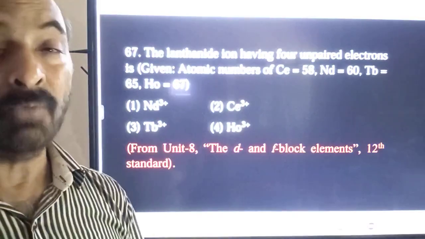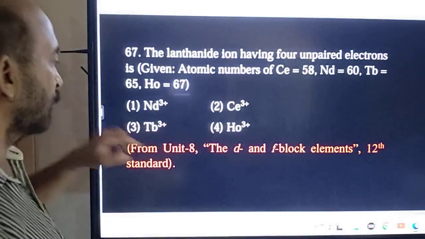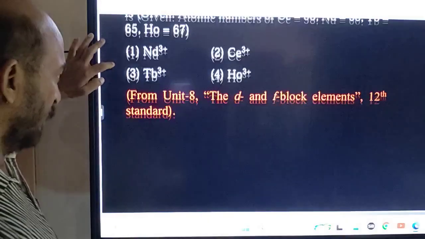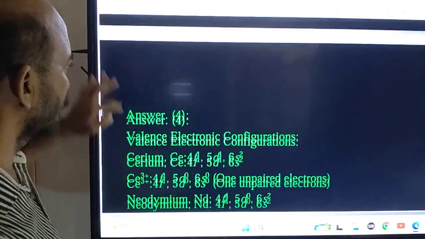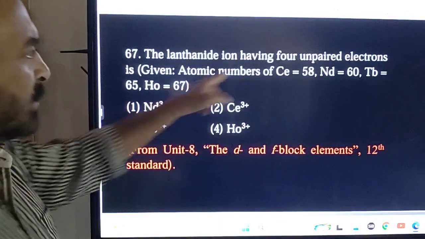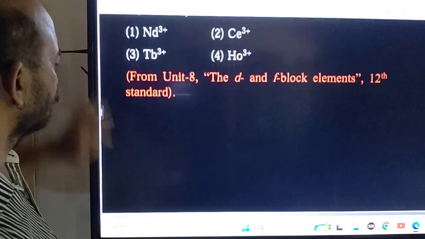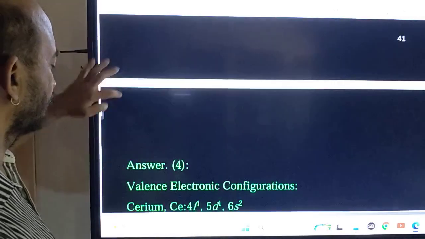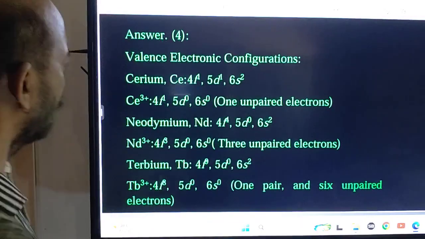So there are a lot of things to be remembered. Here they have provided 4 lanthanide ions, and you have to decide which has the correct electronic configuration. The lanthanide having 4 unpaired electrons, that's the question. So we start with cerium.